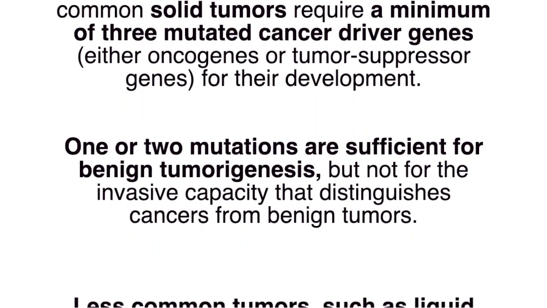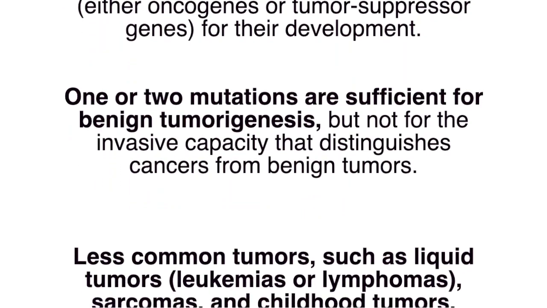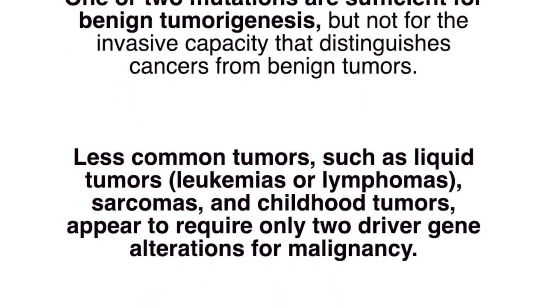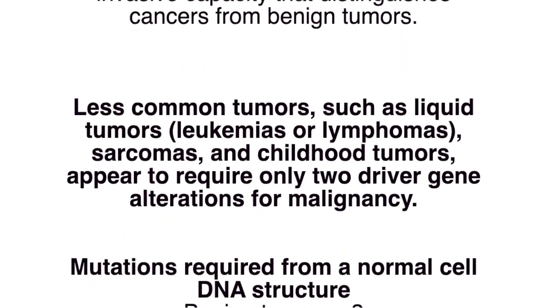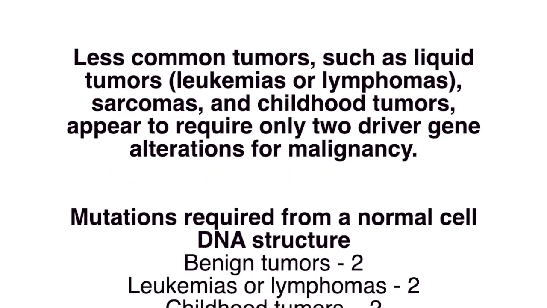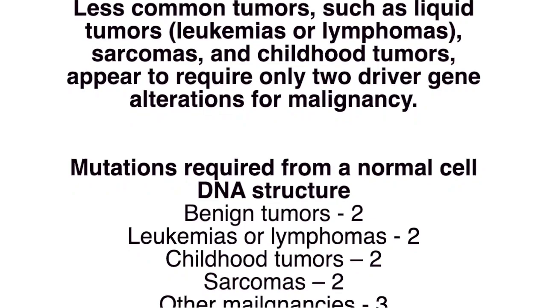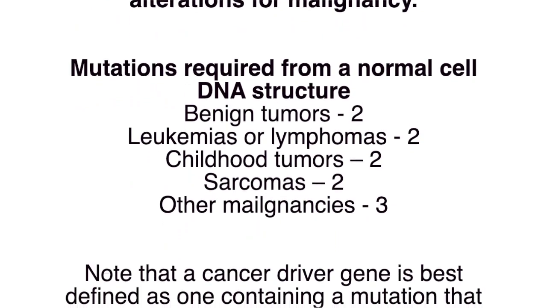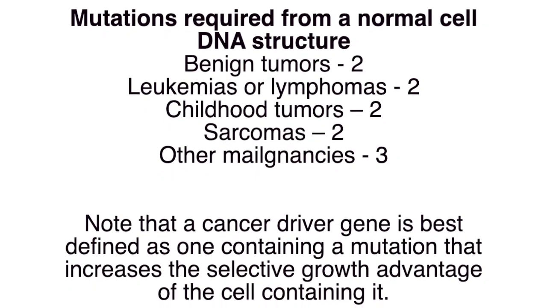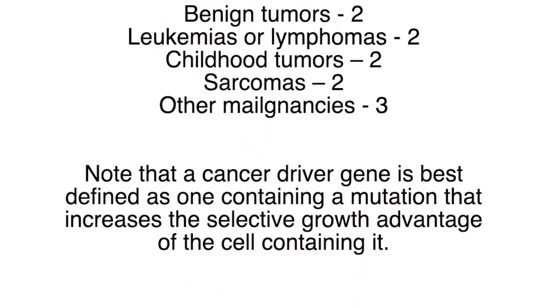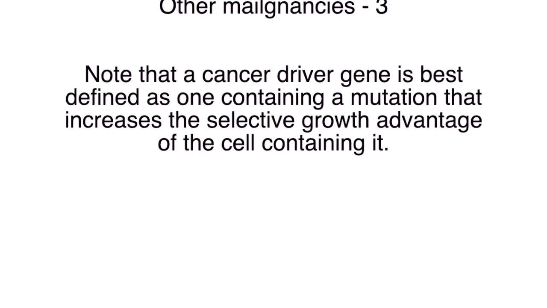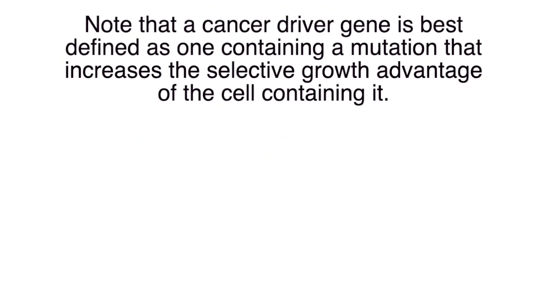1 or 2 mutations are sufficient for benign tumorigenesis, but not for the invasive capacity that distinguishes cancers from benign tumors. Less common tumors, such as liquid tumors like leukemias or lymphomas, sarcomas, and childhood tumors, appear to require only 2 driver gene alterations for malignancy. Mutations required from a normal cell DNA structure: benign tumors 2, leukemias or lymphomas 2, childhood tumors 2, sarcomas 2, other malignancies 3. Note that a cancer driver gene is best defined as one containing a mutation that increases the selective growth advantage of the cell containing it.